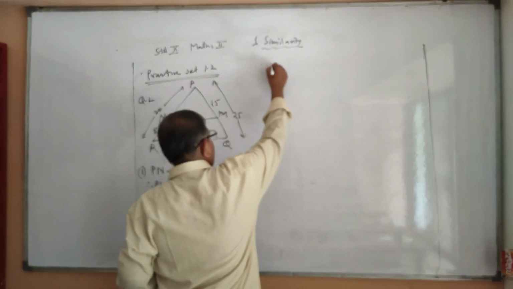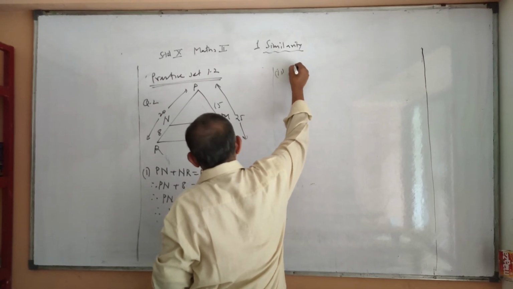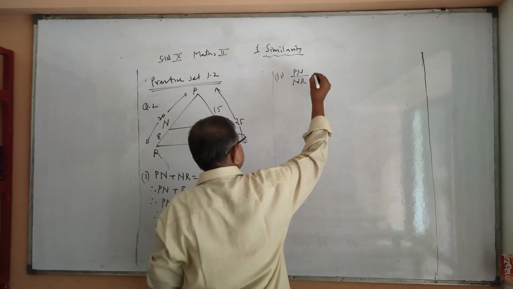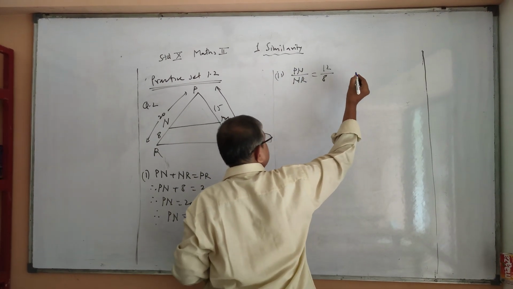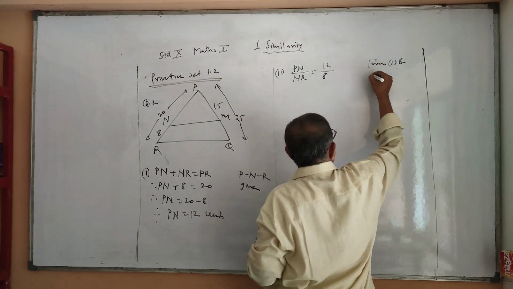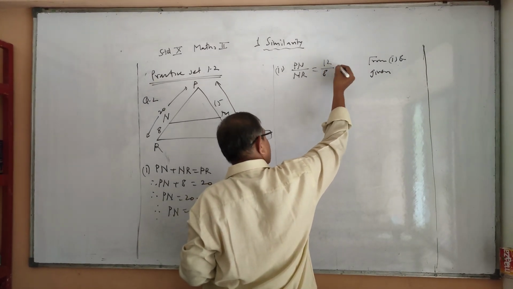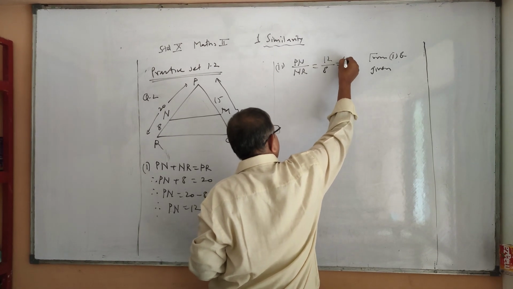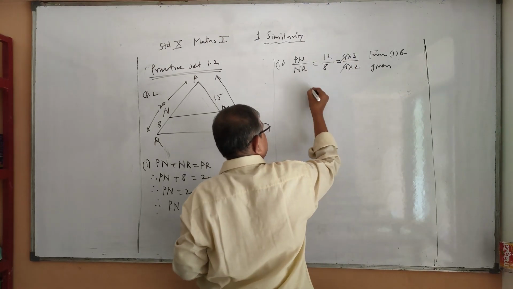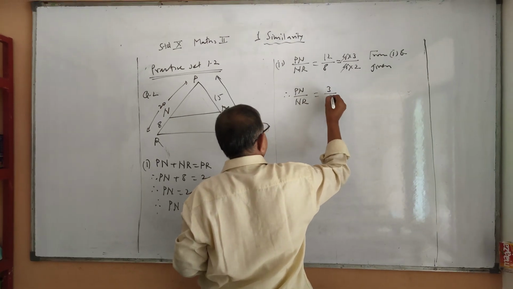So I get what ratio I can get. Therefore I have to find out ratio PN upon NR, which will be PN is 12 upon 8, from 1 and given. Now this is 4 3s are 12, 4 2s are 8. If you don't understand that, for your understanding you can write here 4 into 3, 4 into 2. 4 4 get cancelled. And so I get PN upon NR is equal to 3 upon 2.